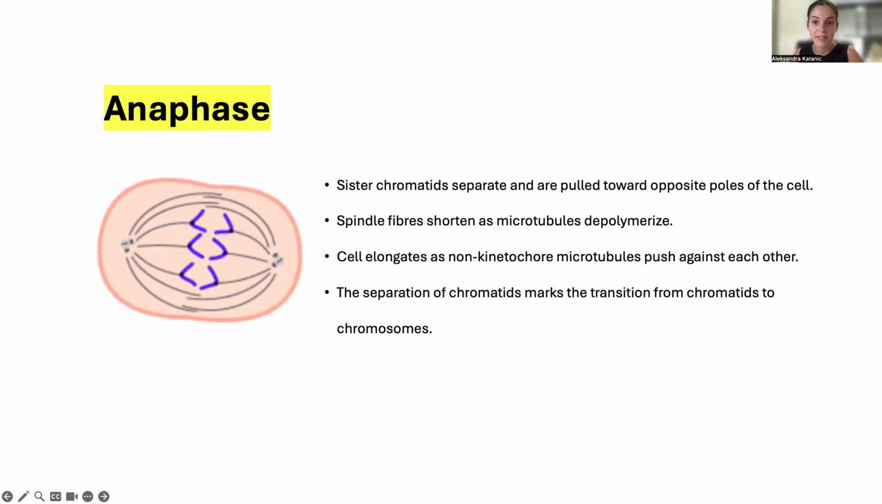Moving on to anaphase, the sister chromatids separate and are pulled towards opposite ends of the cell. This happens because cohesin proteins holding the chromatids together are cleaved, allowing each chromatid to move independently, so each daughter cell receives one copy of each chromosome.